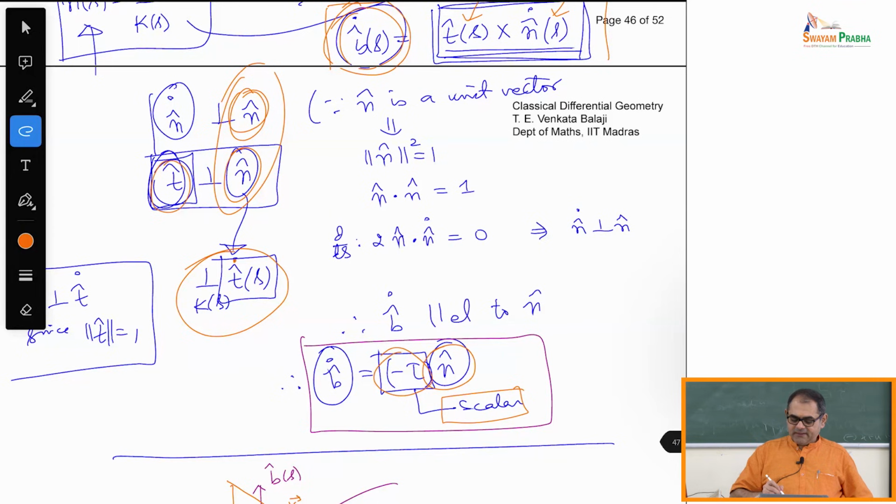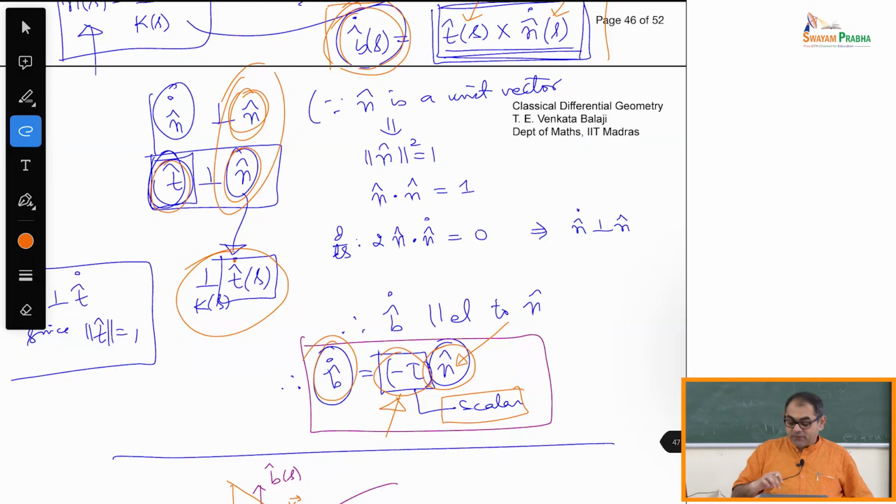So basically, the rate at which b cap changes, which is b cap dot, happens in the direction parallel to the principal normal, and the magnitude of this change is given by mod of tau. When you write it as a vector, you have to put this minus sign. That is the convention, and it has a geometric meaning.